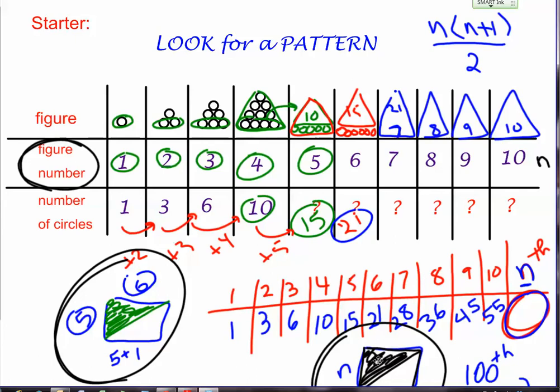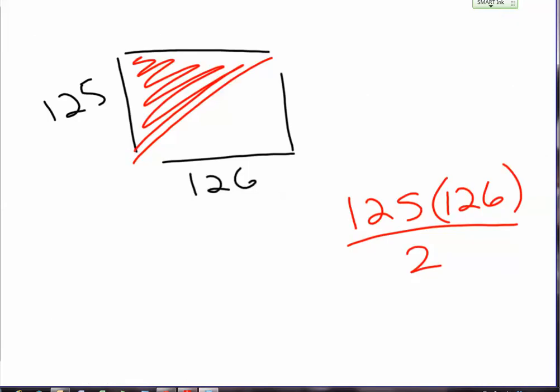So the nth figure would have a dimension of n by n plus 1, and that we multiplied them together to get the area of the rectangle, and then we have to divide by 2 because it's a triangle and we want half of each person's. So the 125th figure number, how algebra helps you explain, is if this is n, it's the width of the rectangle, and if this is n plus 1, it's the length of the rectangle.